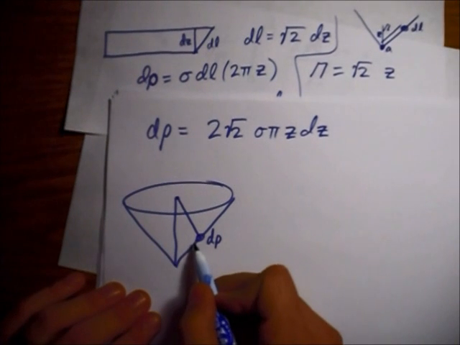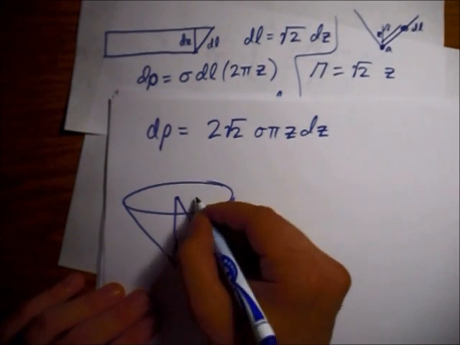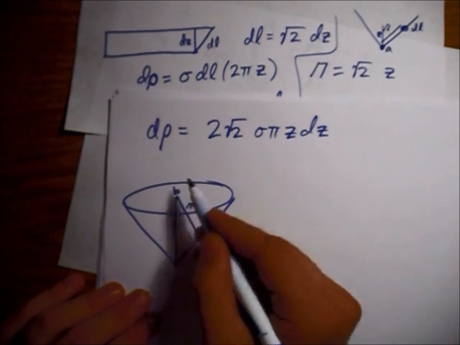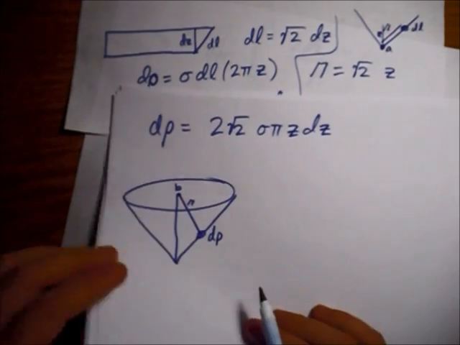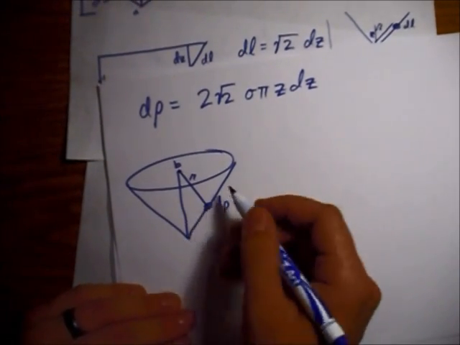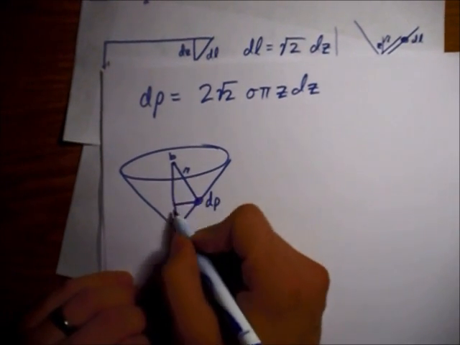Now we're finding this piece right here. So this distance from point B up here down to our charge is our cursive R. And what is this in terms of z? Well, we can form a triangle right here.